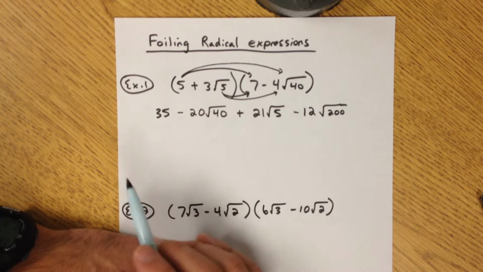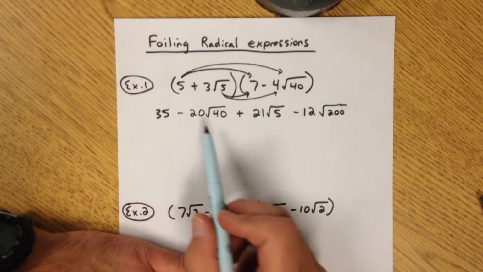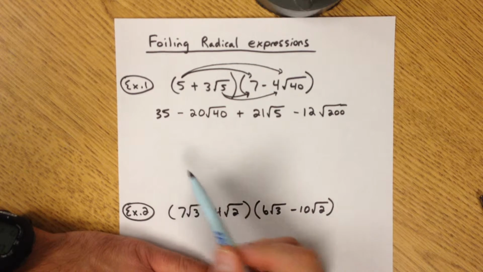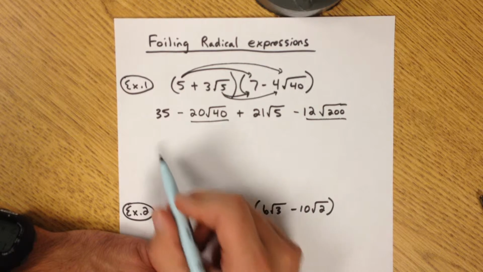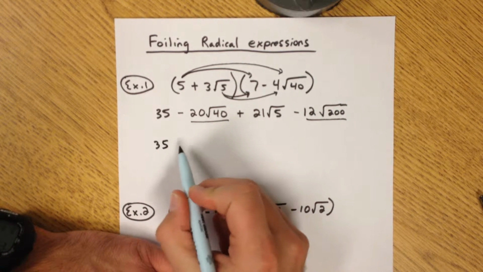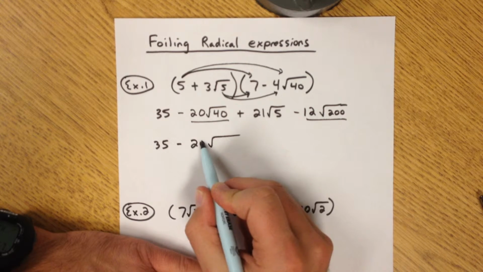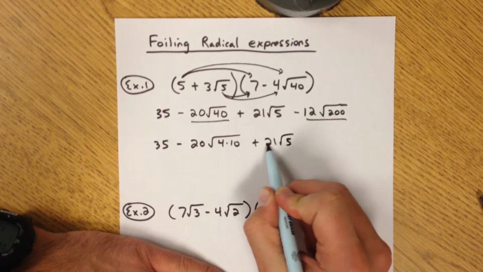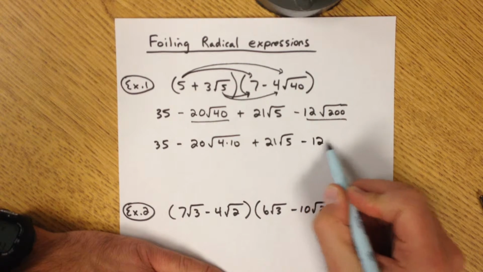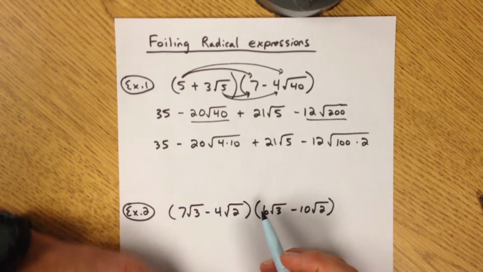Okay, so from there, really all we have to do is simplify. So it looks like we can simplify this one and this one. After that, we'll be done. So 35 minus, this can be broken down into 4 times 10. And this one is just 100 times 2.